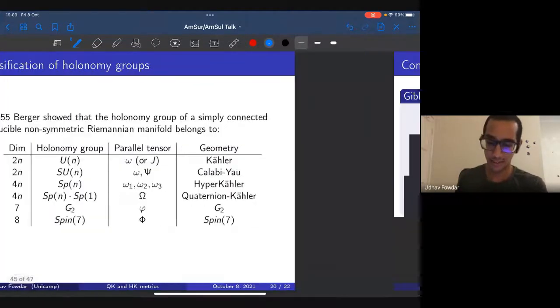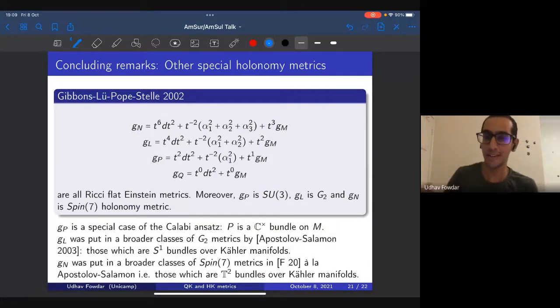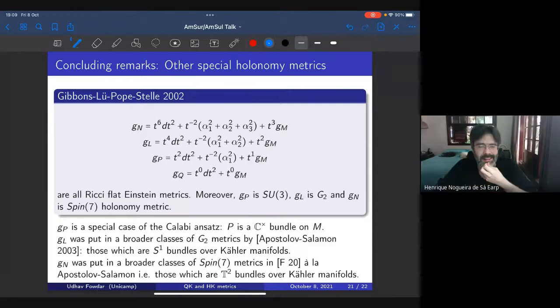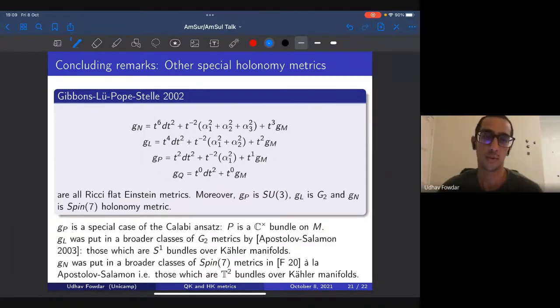Okay, one thing. The last slide might be interesting to you, because on these bundles over hyperKähler manifolds, you can also ask whether there are G2 metrics. It turns out there are. This was shown by work of Gibbons and collaborators. In the physics literature, they proved that if you change the rescaling of the functions A and B I mentioned earlier, you can actually produce G2 and Spin(7) metrics on these spaces. And later on, Apostolov and Salamon realized that you can put those inside a wider context of S1-invariant G2 metrics, which admit Kähler reduction. So there's also the picture from the other special holonomy side as well.